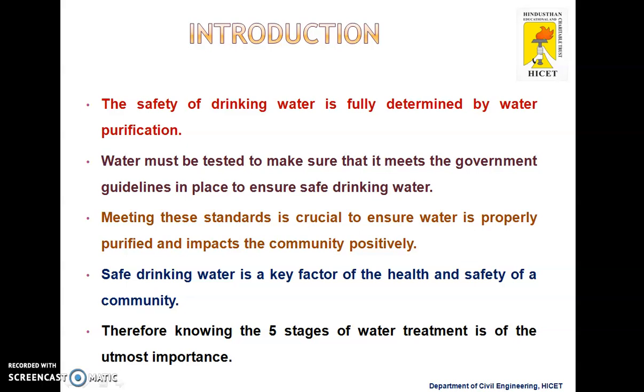The safety of our drinking water depends entirely on proper purification. To ensure this, the water is tested against government guidelines. Meeting these quality standards is essential not just for compliance but for the health and well-being of the entire community. That's why understanding the 5 stages of water treatment is so important.